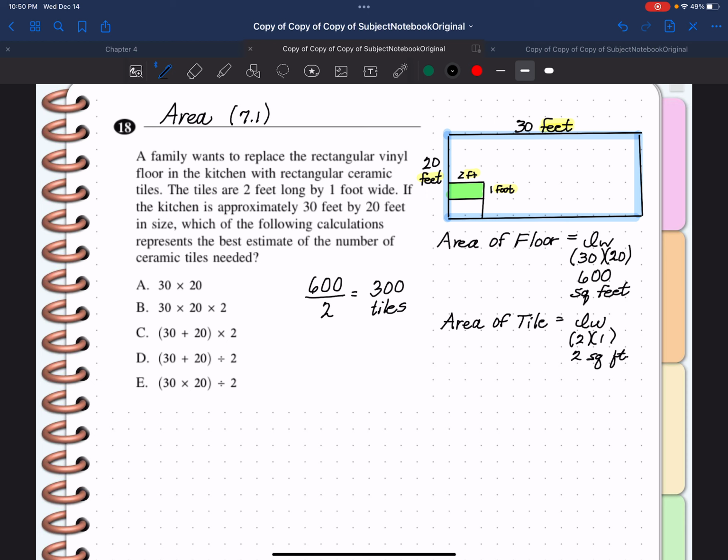Now, unfortunately, it doesn't give us a single answer. We have to pick the expression, but we have that. We know exactly what we did. We multiplied 30 by 20, and then we divided it by 2. So I like answer E for this one. 30 by 20 divided into 2 square foot tiles.